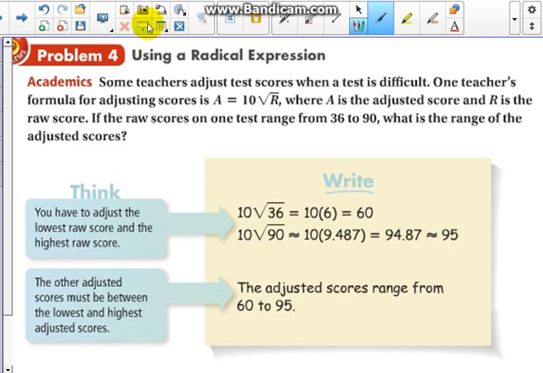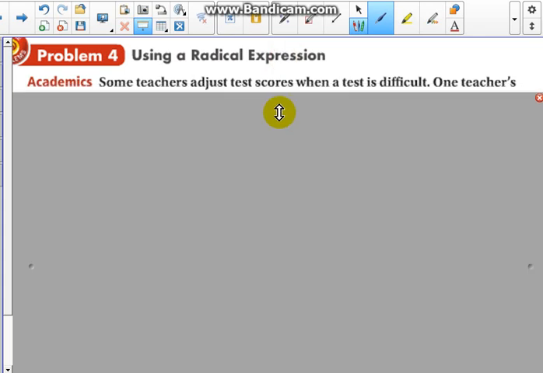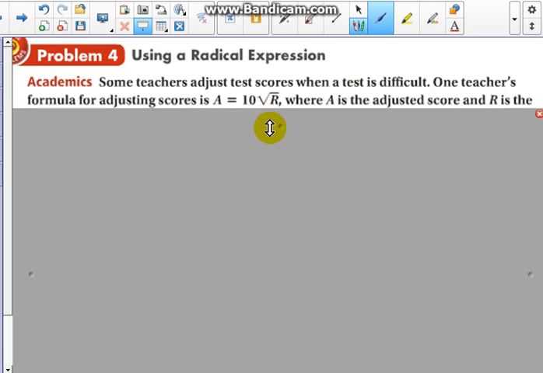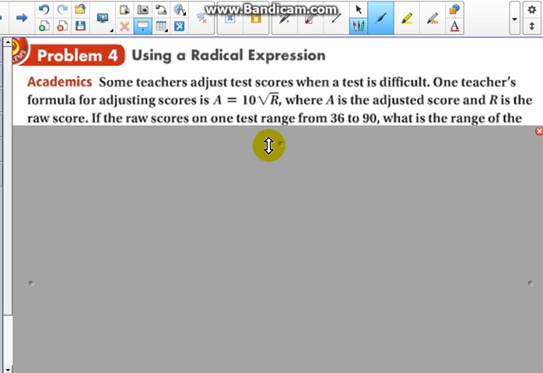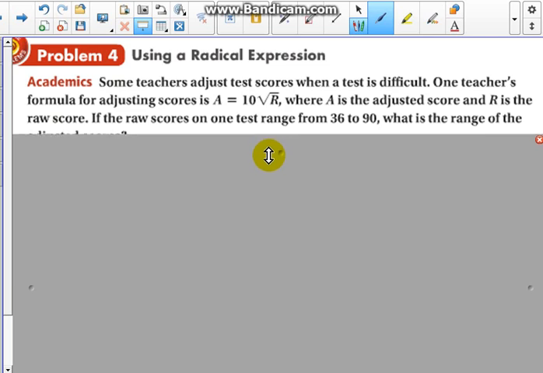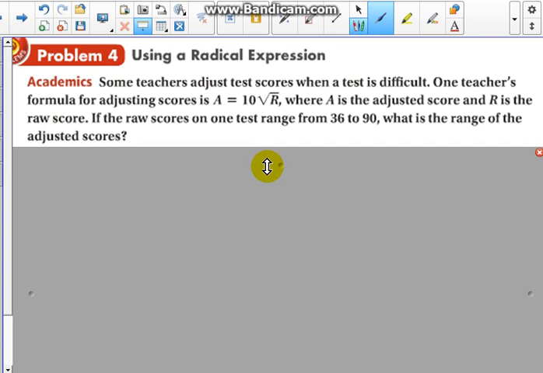And problem 4, the last problem we're going to go through. It says some teachers adjust test scores when a test is difficult. One teacher's formula for adjusting scores is A equals 10 times radical R, where A is the adjusted score and R is the raw score. If the raw scores on one test range from 36 to 90, 36 being the lowest, 90 being the highest, what is the range of the adjusted scores? So you have to decide what to plug in where.